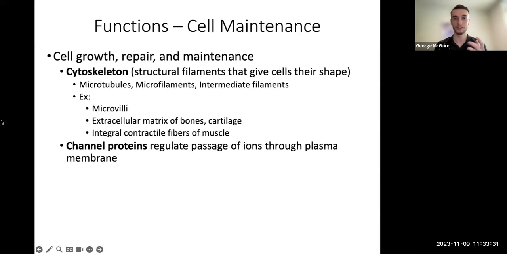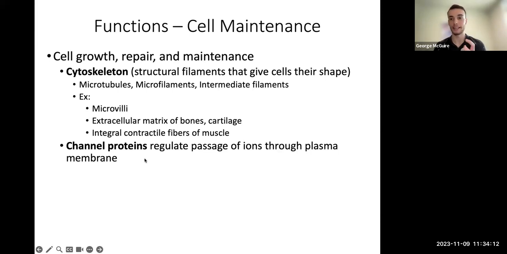And we can extend those protein filaments through the plasma membrane in order to create other structures like the microvilli that we talked about in our small intestines to increase surface area, right? These are just protein fibers that have pushed the cell membrane into creating those tiny ridges. Structural filaments make up the extracellular matrix of our bones and cartilage, and the contractile fibers of muscles. So proteins are playing a role in all of our different tissue types as far as giving that cell structure and allowing it to perform the function that cell is necessary for.